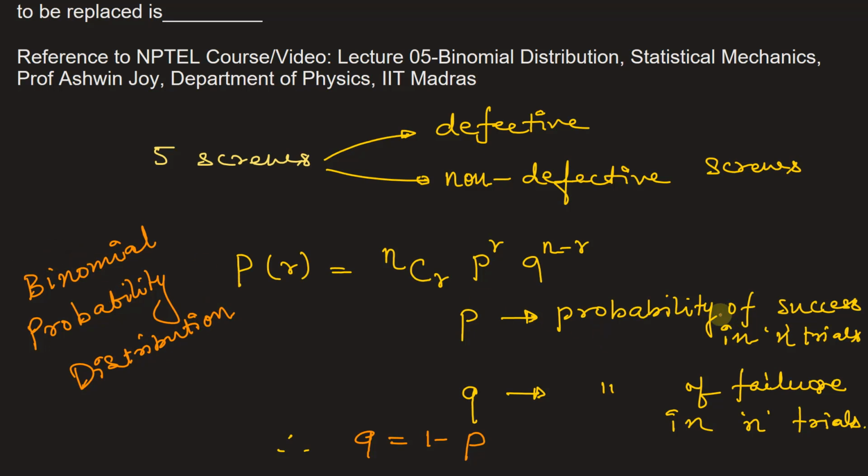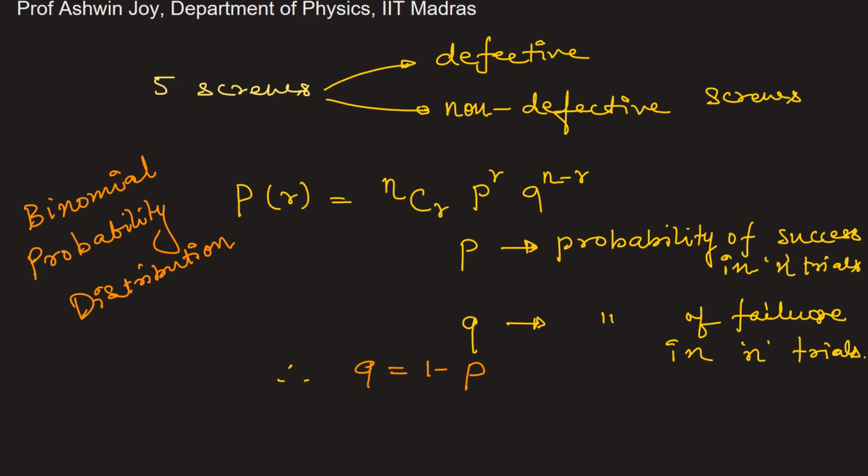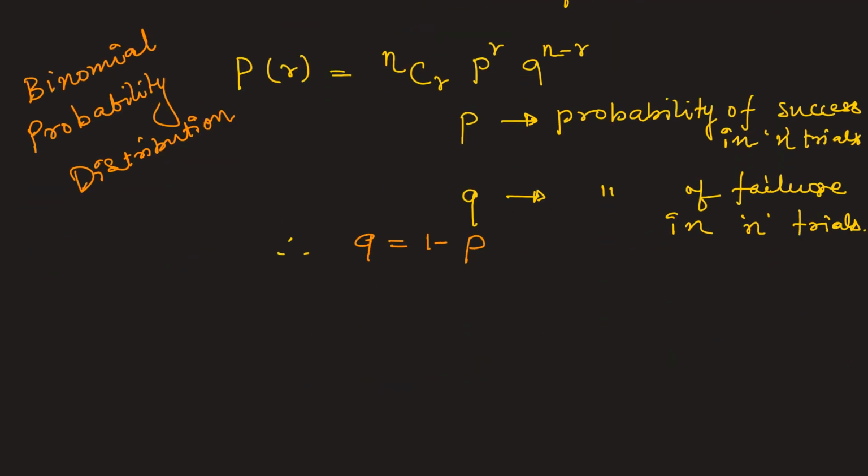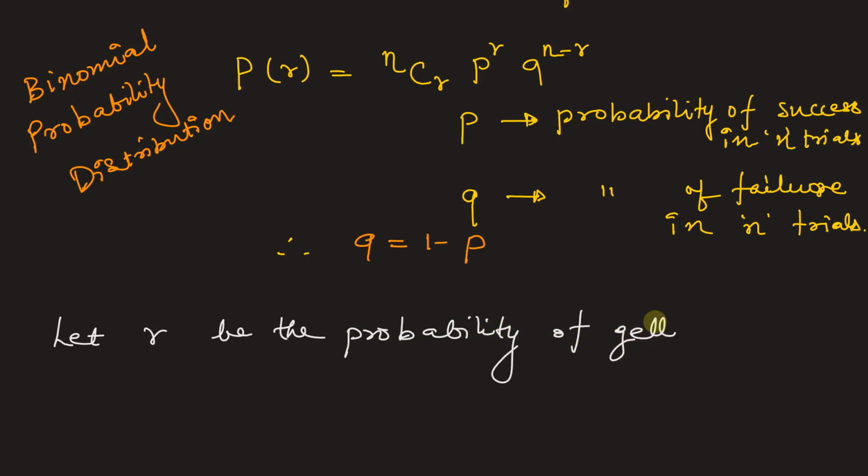Binomial means that the trial can be either a success or a failure. In this case, we are assuming that if the screw is defective, then it is a success. So let's write here, let R be the number of defective screws obtained.